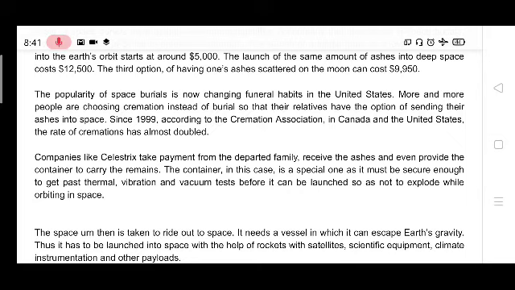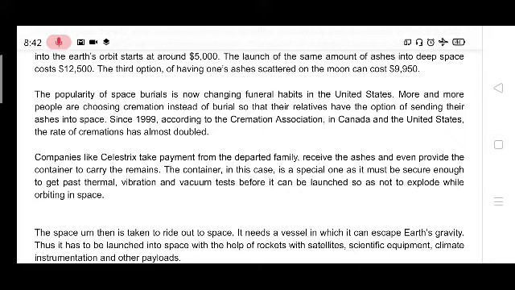The popularity of space burials is now changing funeral habits in the United States. More and more people are choosing cremation instead of burial so that their relatives have the option of sending their ashes into space. Since 1999, according to the Cremation Association in Canada and the United States, the rate of cremations has almost doubled.